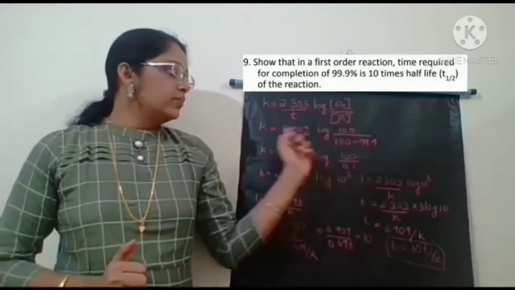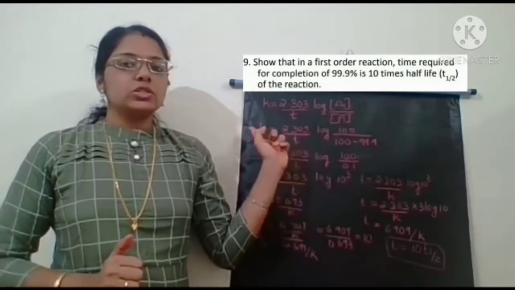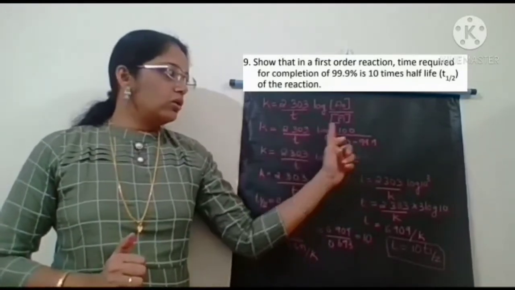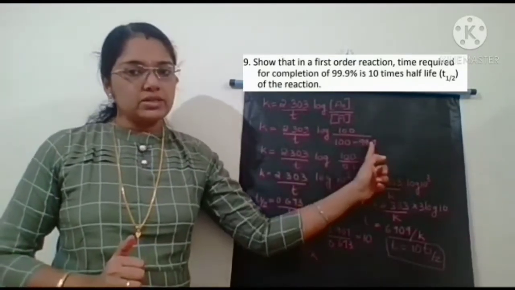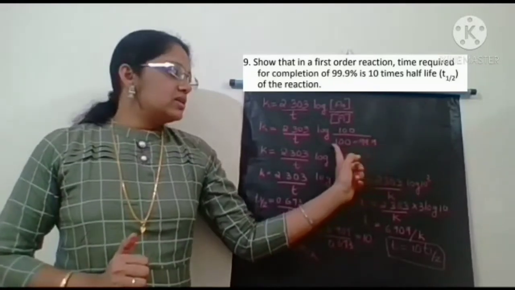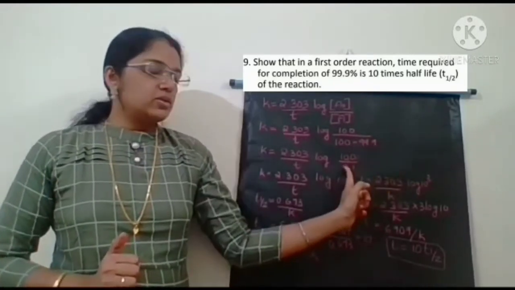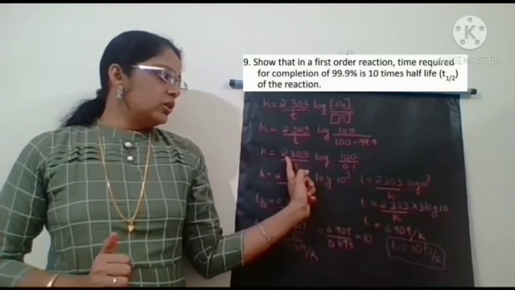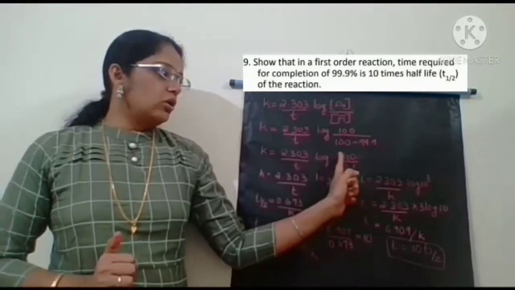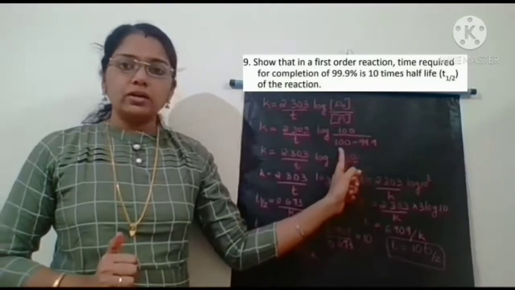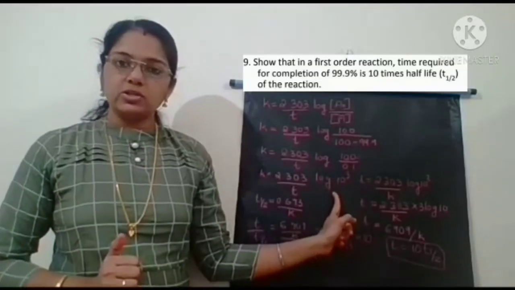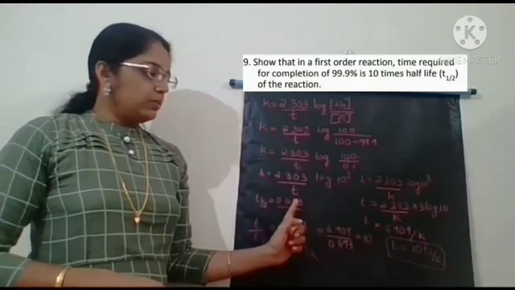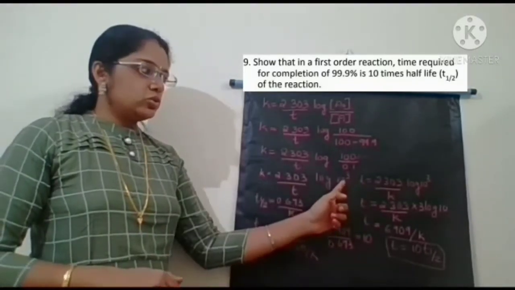So we can substitute in this equation, that is K is equal to 2.303 divided by T log of 100 divided by 100 minus 99.9. That is 100 minus 99.9 is equal to 0.1. So K is equal to 2.303 divided by T into log of 100 divided by 0.1. 100 divided by 0.1 is equal to 10 raised to 3. So K is equal to 2.303 divided by T log 10 raised to 3.